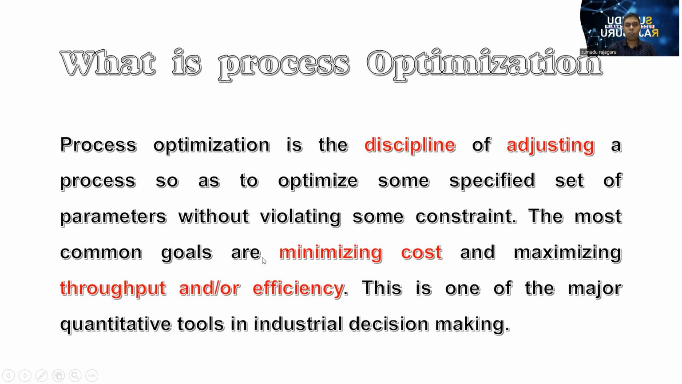The most common goals are minimizing cost and maximizing throughput and efficiency. This is one of the major quantitative tools in industrial decision making. So I would like to highlight this is actually a discipline. Process optimization is a discipline to adjust the process, and the goals are to minimize the cost of the organization. Other than that, we can maximize the throughput as well as the efficiencies. So this is the broad level of definition.